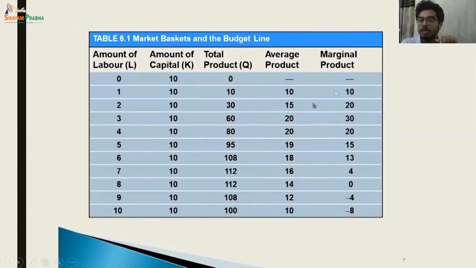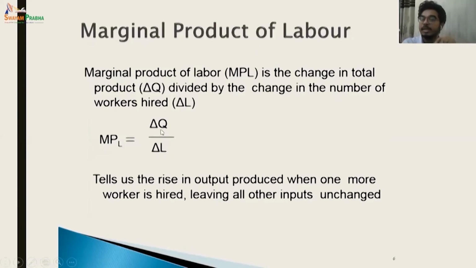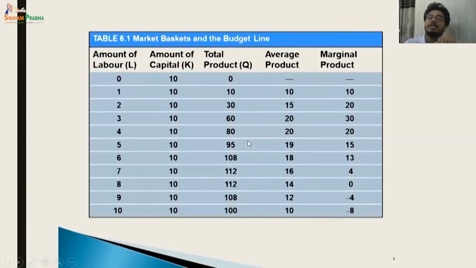So what do I observe? I observe that for the marginal product at 1, the change in quantity, delta Q, is 10 minus 0, divided by the change in labor, delta L, which is 1 minus 0. 10 minus 0 is 10. 1 minus 0 is 1. And 10 divided by 1 is 10.